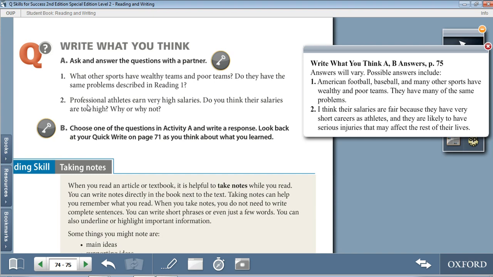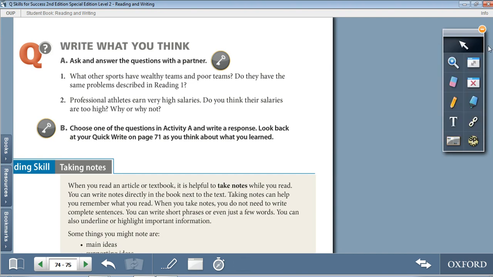Question 2. Professional athletes have very high salaries. Do you think their salaries are too high? Why or why not? I think their salaries are fair because they have very short careers as athletes, and they are likely to have serious injuries that may affect the rest of their lives.